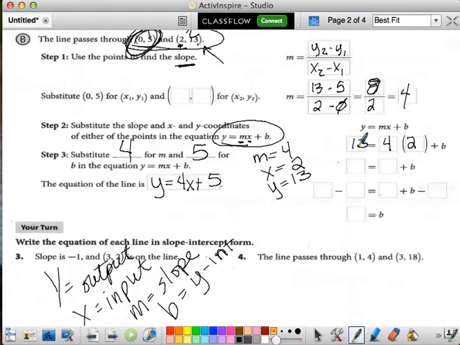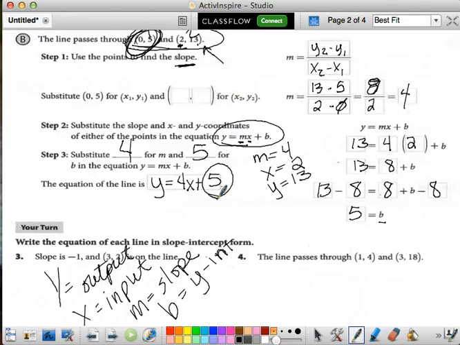And now I can just work my way backwards and solve to get b by itself. And I would do 4 times 2 is 8. 13 would remain the same. And then I would have to subtract 8 from both sides. And I would get 5 is equal to b. Okay? So again, I can use other points. If I know my slope and I have a point, I can find my slope-intercept form.